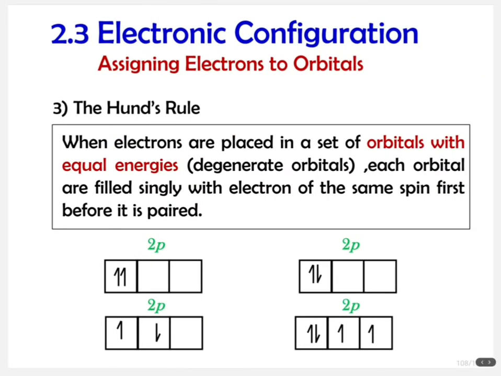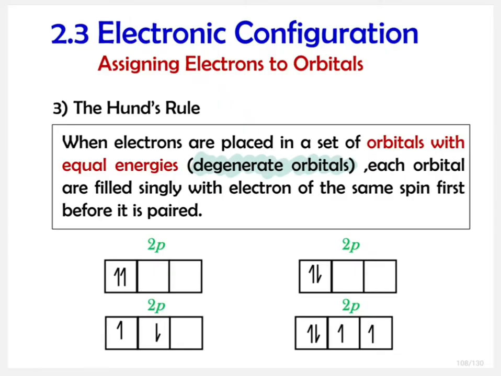Okay, baru kita pergi kepada last rule in assigning electrons into orbitals, the Hund's rule. Hund's rule ni panjang sikit. So it states that when electrons are placed in a set of orbitals with equal energy. Jadi, Hund's rule hanya only applicable for degenerate orbitals. Dalam 2.2 saya pernah explain degenerate orbitals tu apa. So, each orbital is filled singly with electrons of the same spin first before it is paired.